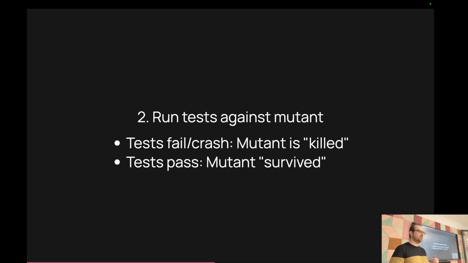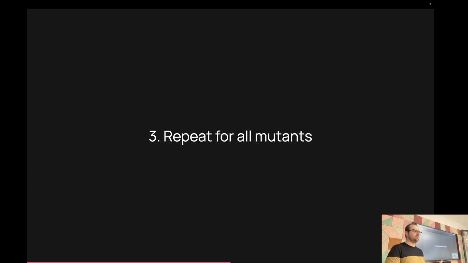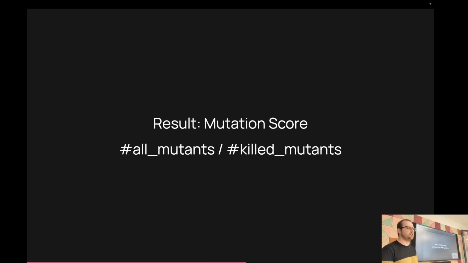And if that is not the case, if all tests still pass, the mutant has survived, which is probably not great. And we basically rinse and repeat this with all our generated mutants. And ultimately, we will end up with the result, which is the number of all killed mutants divided by the number of all created mutants. So you will end up also with a score between 0 and 1, or essentially a percentage.